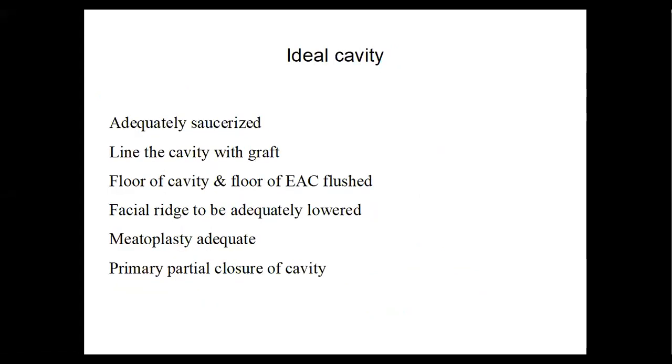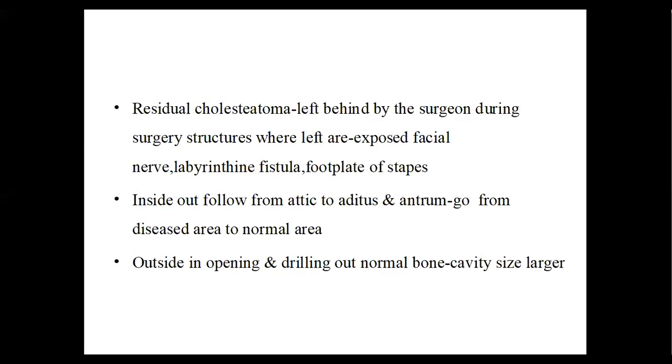Then you may be asked, what do you mean by an ideal mastoid cavity? That is a cavity which is well saucerized without any bony spicules, and lined with graft. The floor of the mastoid cavity should be flush with the floor of the external canal, so that you can avoid the sump effect. The facial ridge should be adequately lowered, and you should have an adequate meatoplasty done for easy drainage. And if possible, always try to do a primary partial closure to reduce the size of the cavity.